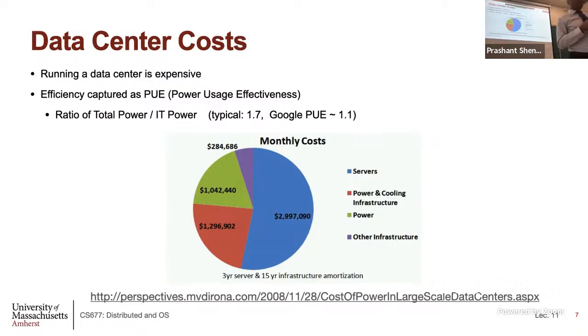Okay? Now, before we talk anything about power, there is a metric I want to introduce that captures how efficient the data center is. This metric is called power usage effectiveness, or PUE. Okay? So there's a small equation here that tells you the definition of PUE. PUE is simply the total power consumed by the data center divided by the power consumed by the servers in the data center. Okay, so it's just a ratio.